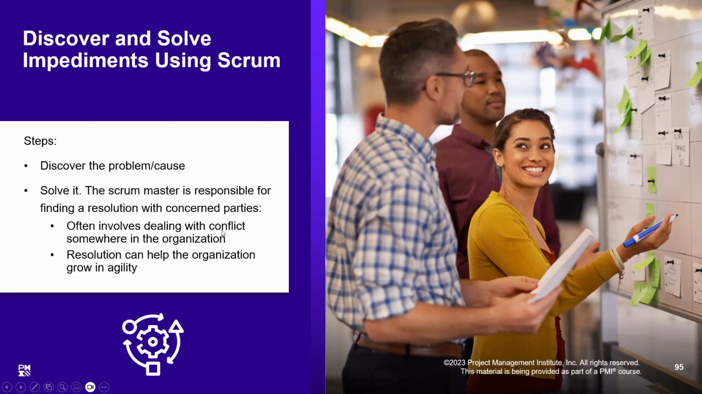It often involves dealing with conflict somewhere in the organization. So the team lead should be very good at dealing with conflicts. And resolution of an issue can help the organization grow in agility. So this is a characteristic of agility, that you can solve your problems quickly. You can resolve your conflicts easily.